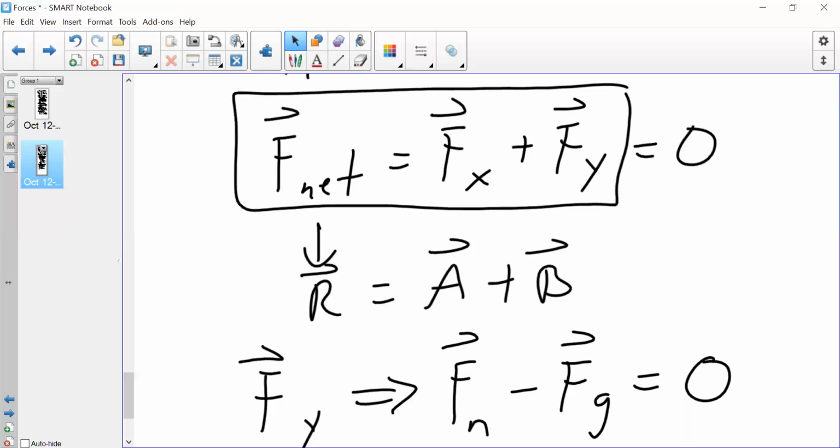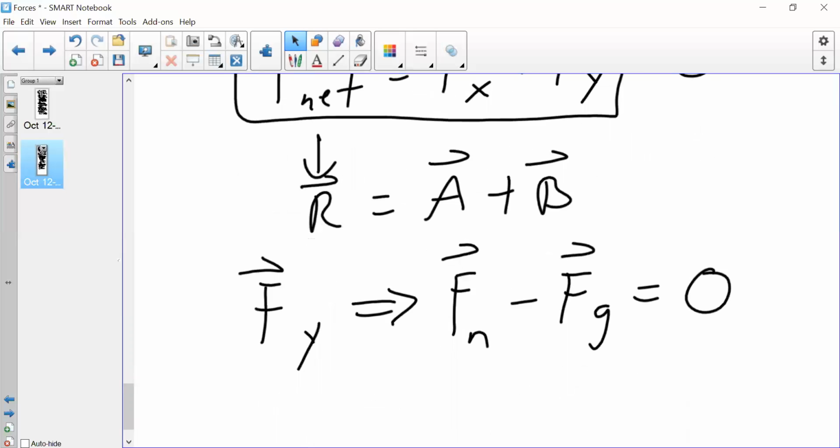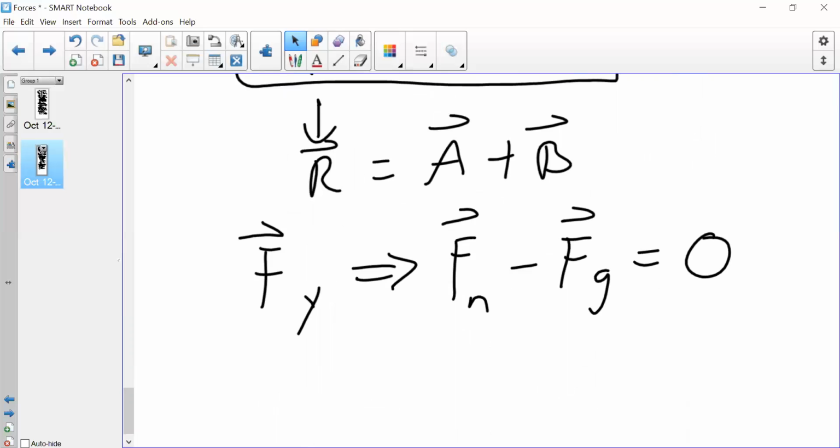Fx, there's nothing. There are no forces in the X direction. So in this hopefully simple case, the net force is just all of the forces in the vertical direction, and they're made up of the normal force minus the force due to gravity. Those forces together, when you add them, equal 0. So the net force in this scenario is the forces in the Y direction, and they all equal 0.